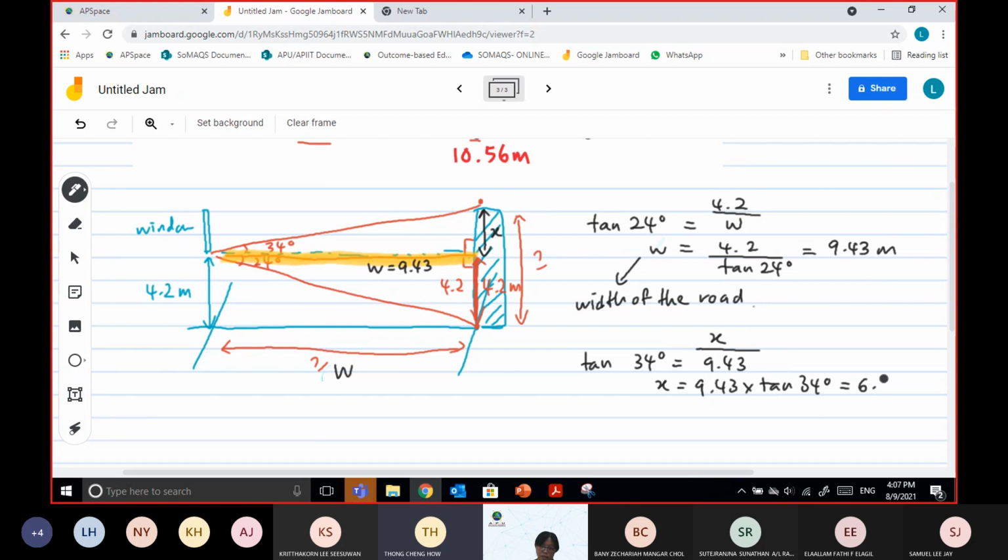6.36 meters. Okay, 6.36 meters, yes, correct. Then I can get the height of the building. So the height of the building will be X plus 4.2. So I get the answer, which is 10.56, and I provided this answer already.